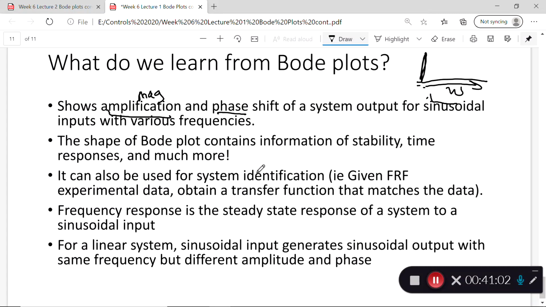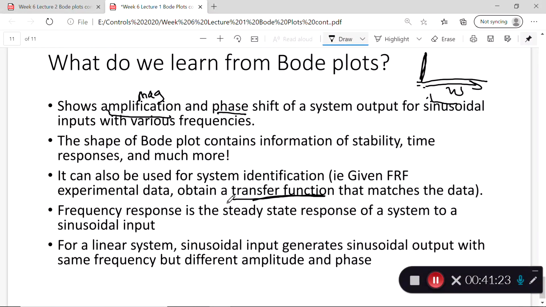It can also be useful for system identification. So as we'll see in the next video lecture, if we're given experimental data that gets us these Bode plots or our frequency response functions, I can come up with an equation for that transfer function that matches the data. And that's very useful to model stuff that you didn't know what it really did.